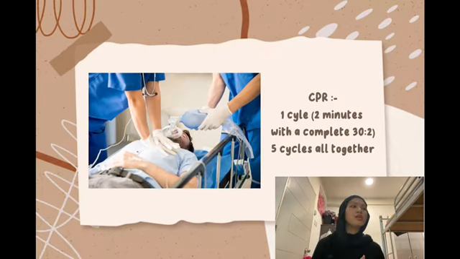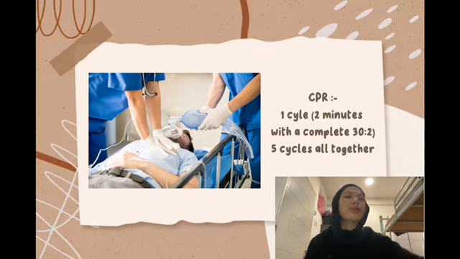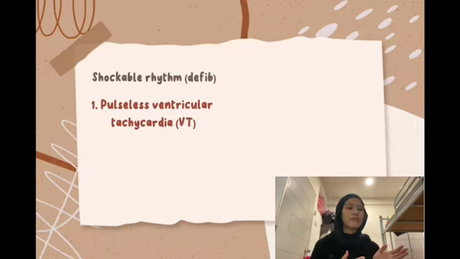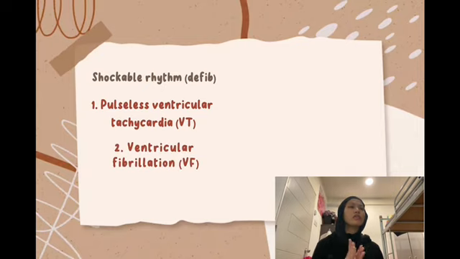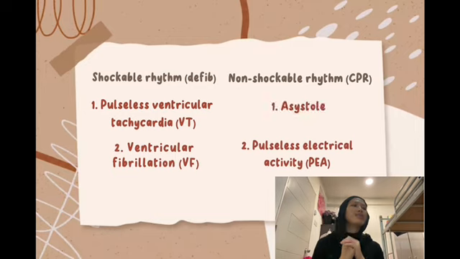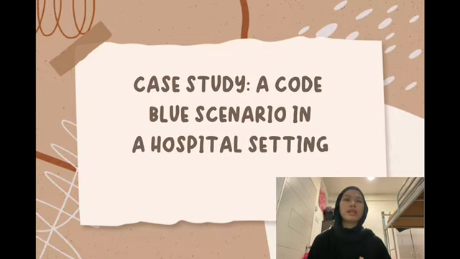For the CPR, one cycle is equivalent to 2 minutes of 30 compressions and 2 breaths. Each time a cycle is finished, check the patient's ECG rhythm on the defib machine. If a patient goes into a shockable rhythm, which are pulseless ventricular tachycardia and ventricular fibrillation, VT and VF, we have to defib them. Asystole and pulseless electrical activity, PEA, are non-shockable rhythms, so we should not defib the patient, and should always perform CPR on them.